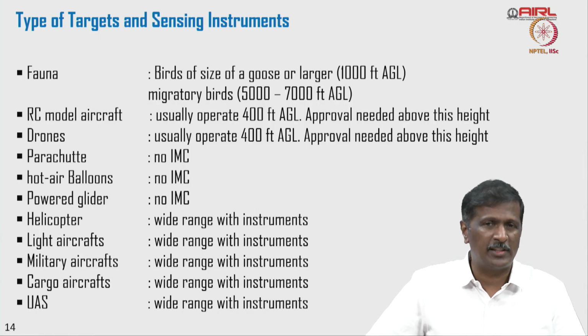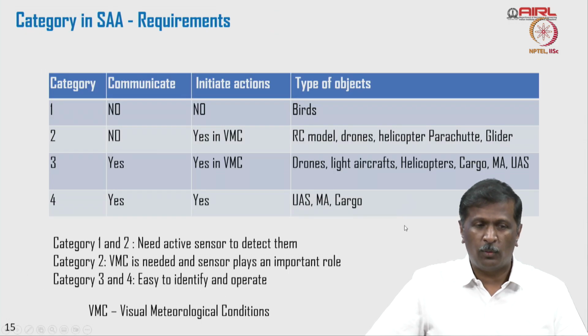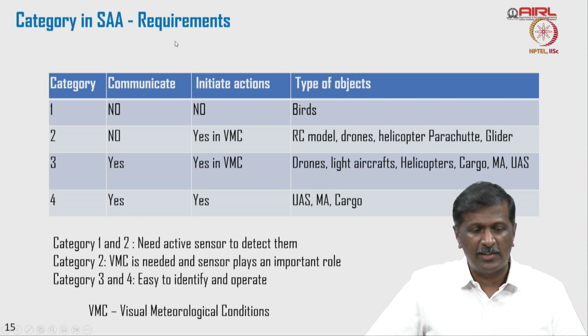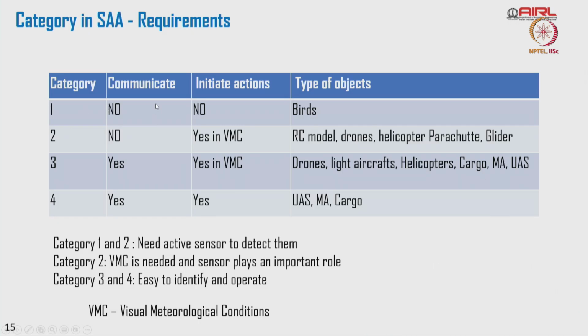There are static targets which I am not talking about now; we will take them into account when we go into details. Now, what is the important requirement when you talk about sense and avoid for different categories? I am classifying this into 4 categories. Category 1: the target is not able to communicate and cannot take any actions. Think of a hot air balloon. It has an instrument, but it cannot communicate or take any actions. You can think of a bird. It's a non-cooperative system.